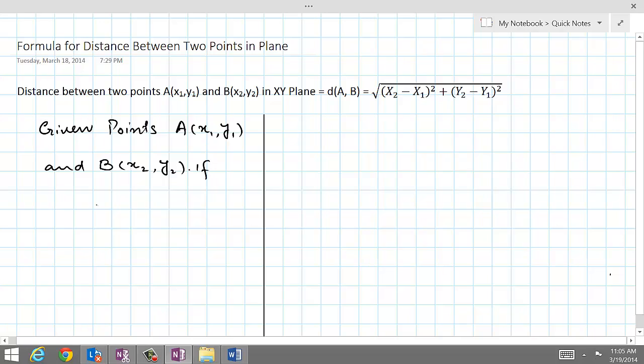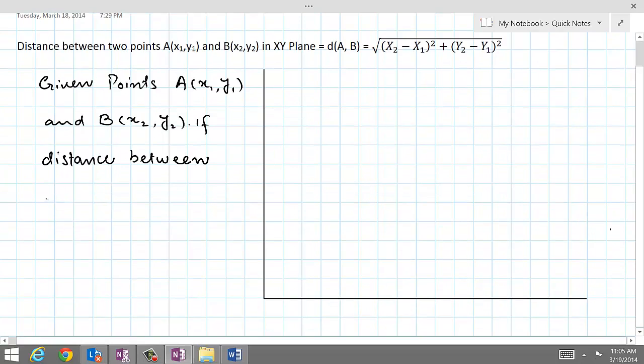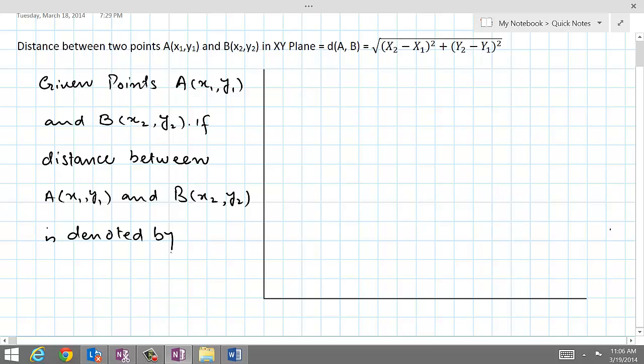If the distance between these points A, x1, y1 and B, x2, y2 is denoted by D, A point and B point, then we will find the value for this distance.